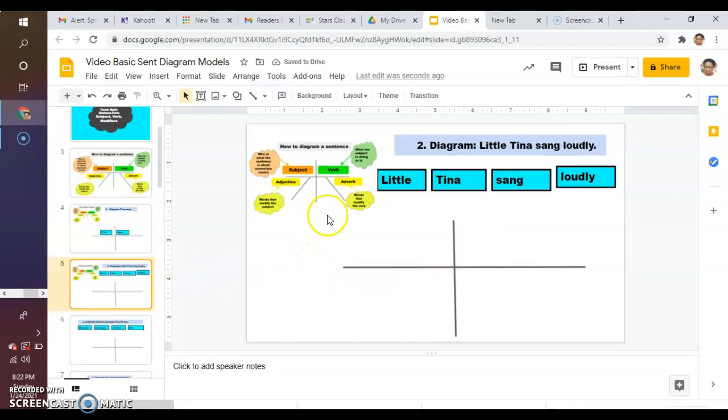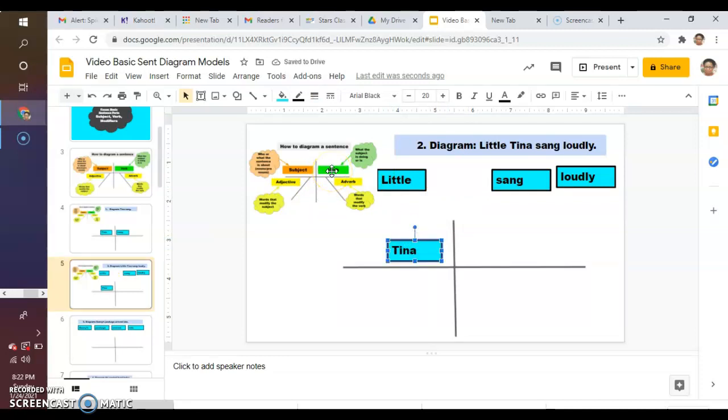So when we go to the next sentence, the subject, who or what the sentence is about, is Tina. So we'll put Tina in the subject section. What is the subject doing? It's Tina sang. So we'll put sang in the verb section. Now, there's two words left, so they're modifiers. Is little modifying Tina, or is it telling you about sang? Well, it's telling us about Tina, so it's modifying Tina. So we'll just do the slant line. All you got to do is go to line, hit the line, draw it.